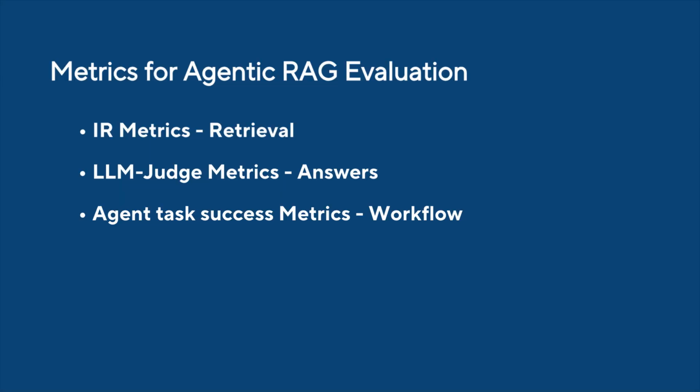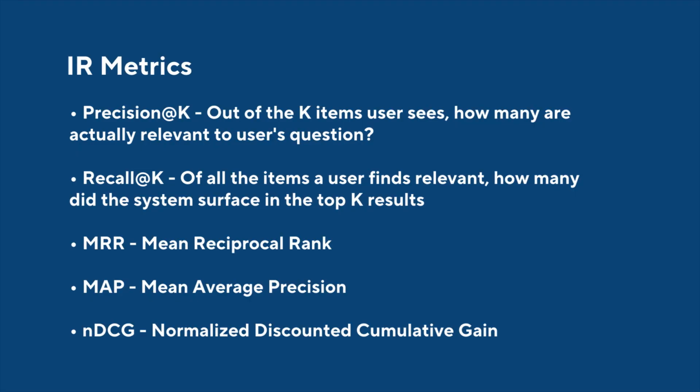To effectively evaluate and communicate the outcome, we treat RAG like information retrieval plus QA plus ops, and combine information retrieval metrics for retrieval, LLM-Judge metrics for answers, and agent task success metrics for workflows. In practice, start with precision and recall at K, then add rank-aware metrics like MRR, MAP, and nDCG. These reflect not just what you retrieved, but where it ranked.